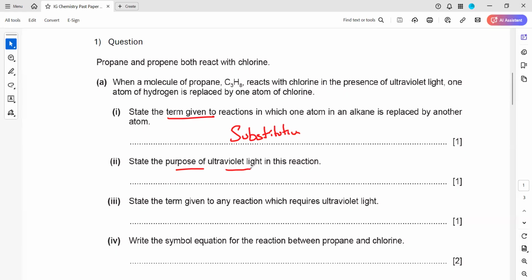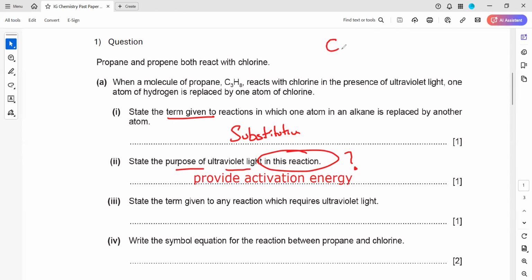What is the purpose of UV light in this reaction? Why is UV light used? Look, UV light is used to start up this reaction, to provide energy, an activation energy. You can mention that because we need a minimum possible energy for a reaction to start. The ultraviolet radiation will provide that minimum possible energy for this reaction to start. So what is the purpose of the UV radiation? It is to provide activation energy. Activation energy means the minimum possible energy for a reaction to start.